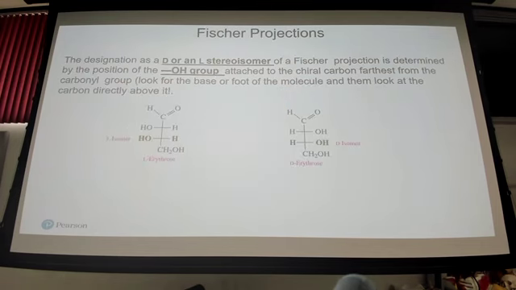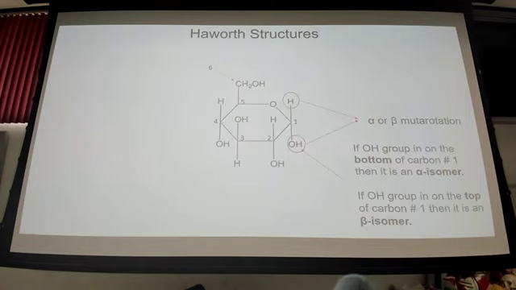We talked about the L and D isomer, you guys already know what that is. Remember, for the L isomer the hydroxyl group is on the left, for the D the hydroxyl group is on the right. Haworth structures. You guys know the difference between the alpha and beta isomer for this one, right? It's alpha. Any questions about this?